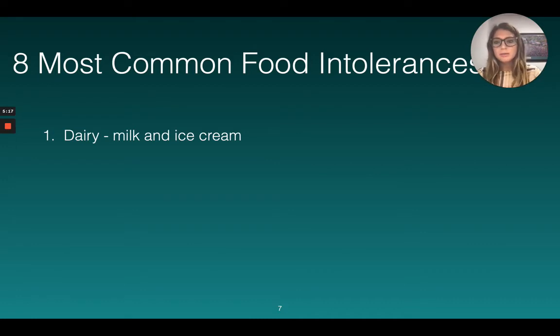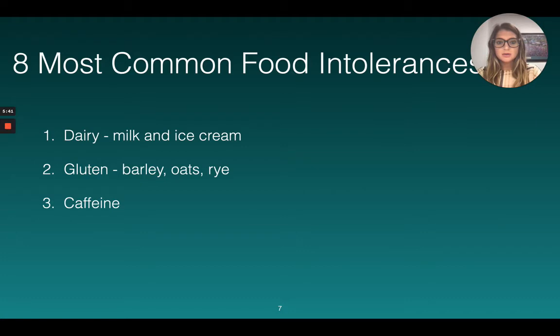So it's all going to be dependent on the specific person and what their body is able to tolerate. Next, we have gluten. Gluten is a protein component that is found in barley, oats, and rye. And we'll get into more about gluten intolerance later on, because I'm sure a lot of people are familiar with gluten-free, gluten intolerance foods like that.